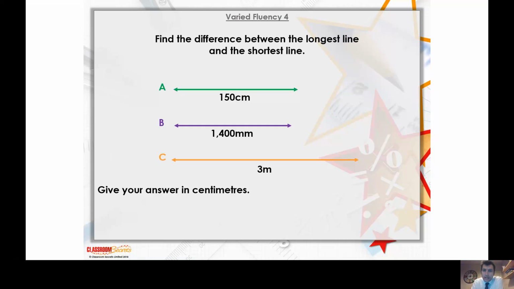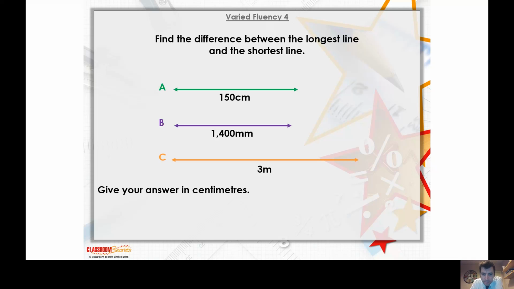Well done. Now I've got to look at the longest and the shortest line, and then I've got to identify the difference between the two. Now, they're not drawn accurately. The number written beneath them is accurate, but the lines themselves are indicative, but not necessarily accurate.